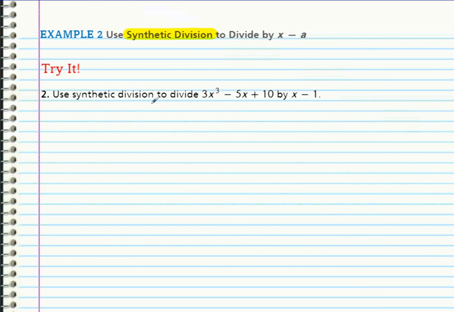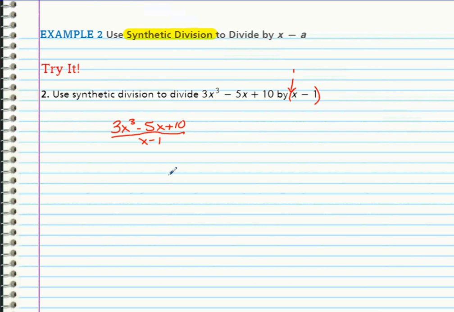Okay, so use synthetic division to divide 3x cubed minus 5x plus 10 divided by x minus 1. Now, we could do this using long division, but when a is 1 and it's a linear term, synthetic division is so much easier. So what we're going to do is imagine that this is in parentheses, and remember, I've told you, anytime it's in parentheses, when you take it out of parentheses, you change the sign.